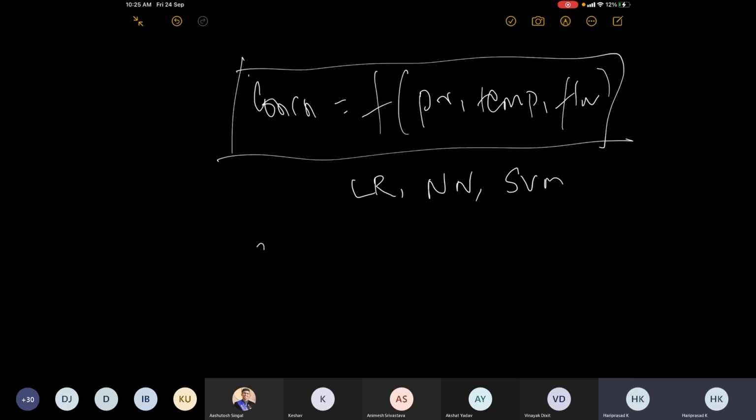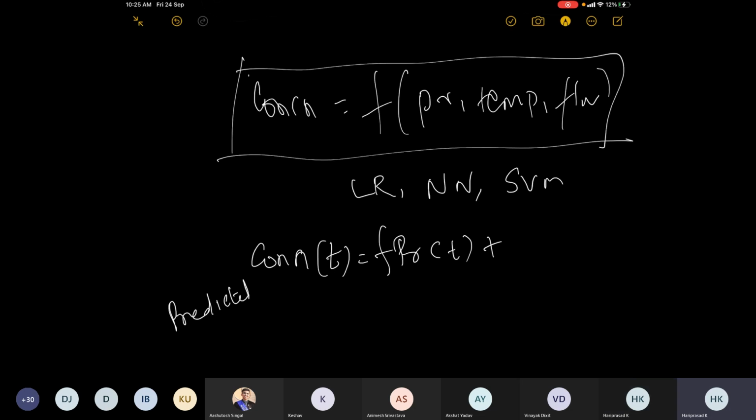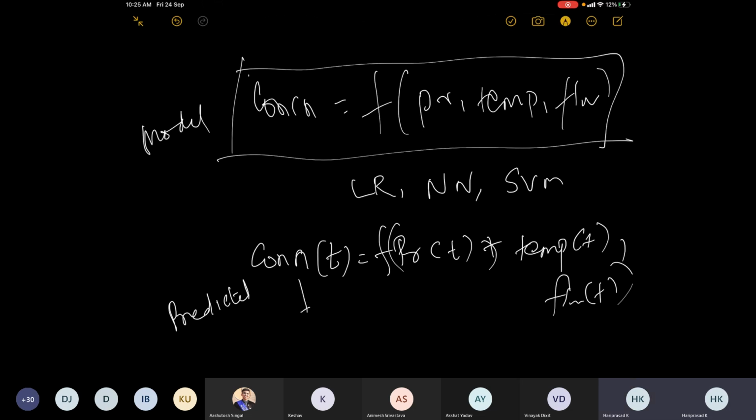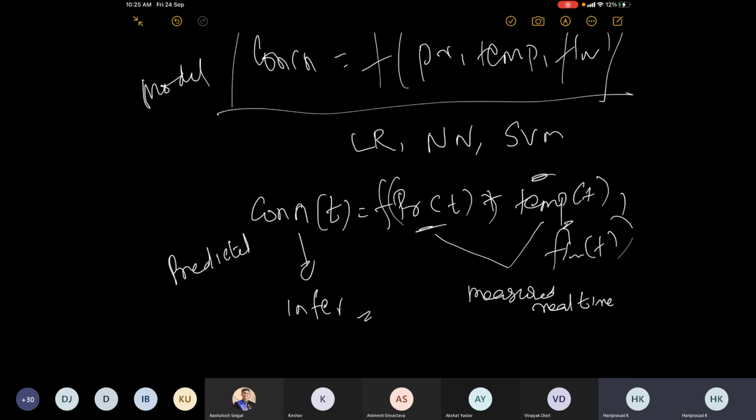And what you can do over here is, you can get the concentration value, of course, predicted. I'll use the word predicted, using the pressure value at the time t, the temperature value at the time t, and flow value at the time t, for instance. Once this model is developed, you can infer or predict the concentration by hinging upon some real-time measurement. These measurements are real-time, while this is an inferred variable, which is most likely possible because there are correlation between pressure, temperature, and concentration. Many of the time you'll be able to develop.